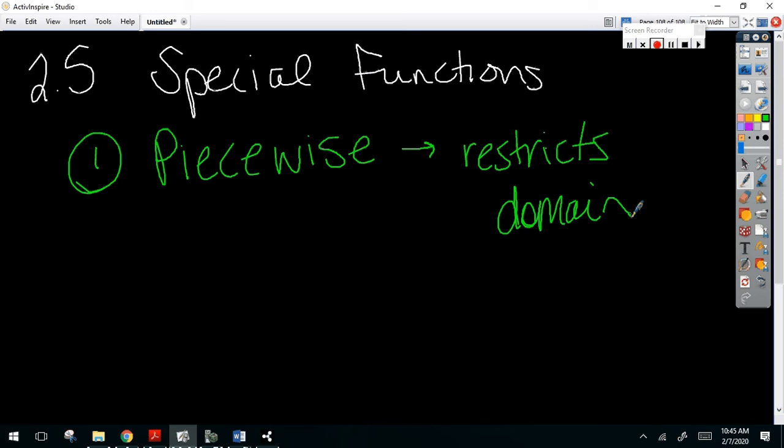Piecewise is exactly what it sounds like. It's pieces of different graphs put together to make up one graph. You have probably seen this. This is all over standardized tests. You see it all the time. It's the P and the Y, piecewise.